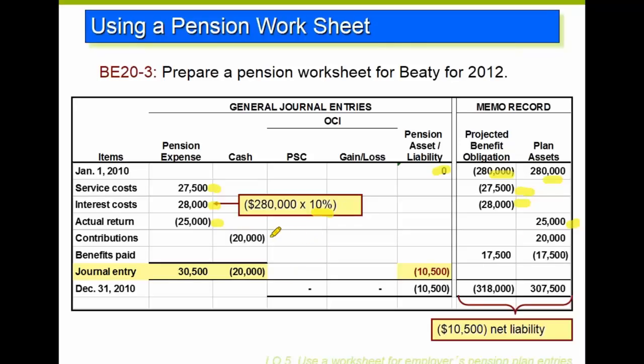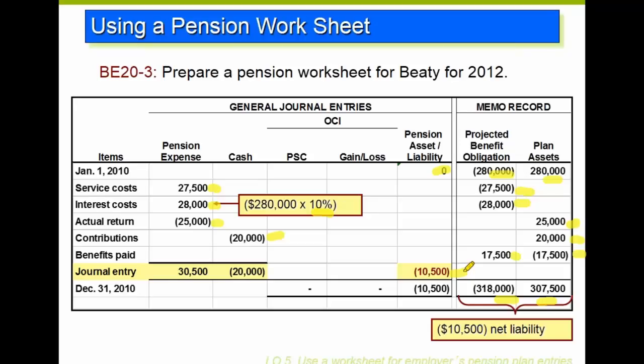And then the contribution is essentially a credit to cash, but what we see over here is it increases the plan assets. And then finally, benefits paid is a debit to projected benefit obligation, credit to plan assets. So basically what it's doing there is decreasing the PBO and decreasing plan assets. So what we see here at the end is we end up with a PBO being greater than the plan assets, and thus we end up with a pension liability.